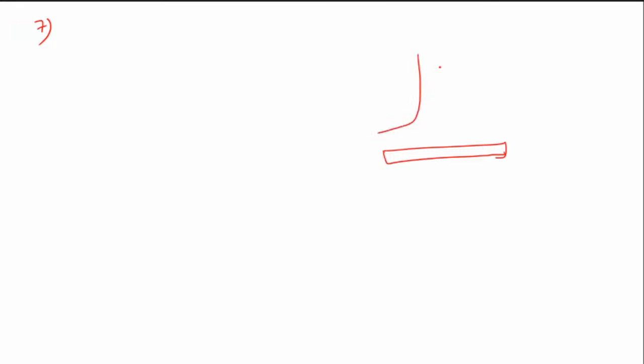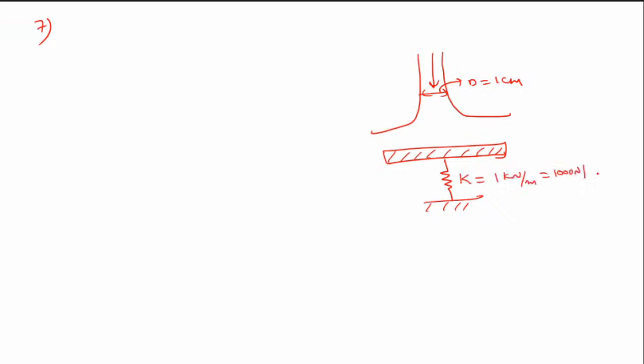One jet is impinging onto a circular plate, whose diameter of the jet is 1 centimeter. The circular plate is supported on a spring whose stiffness is equal to 1 kilonewton per meter. So that is equal to 1000 Newton per meter.